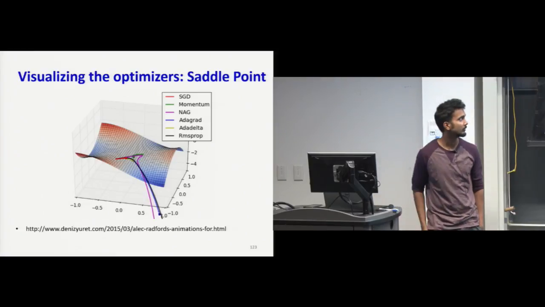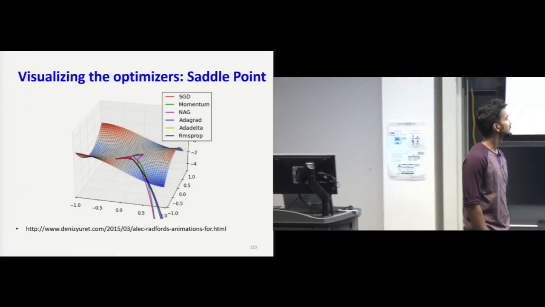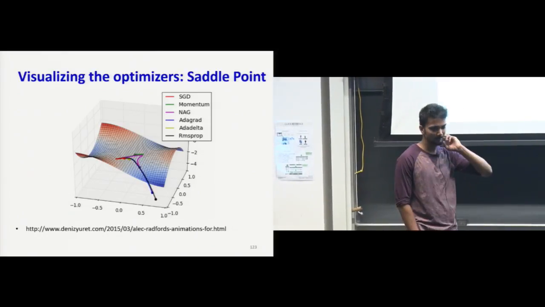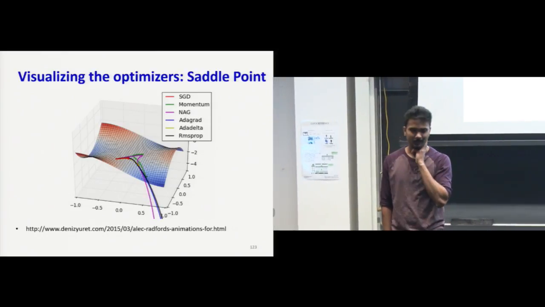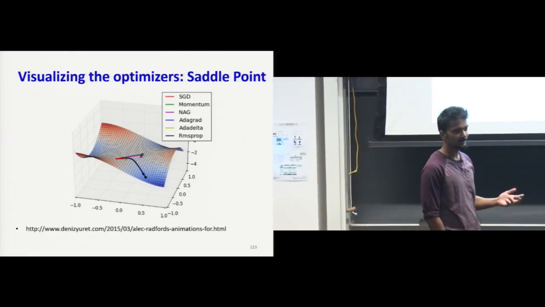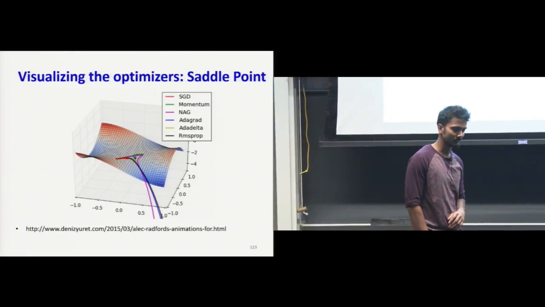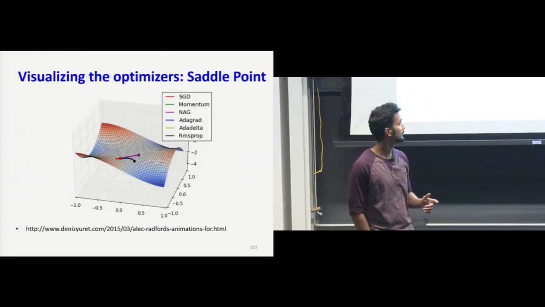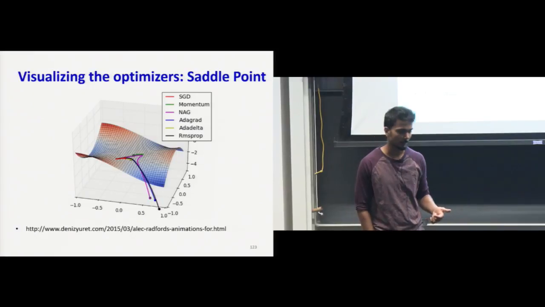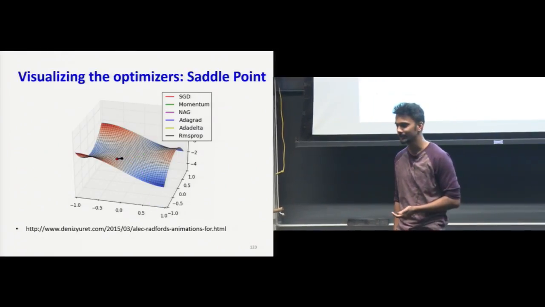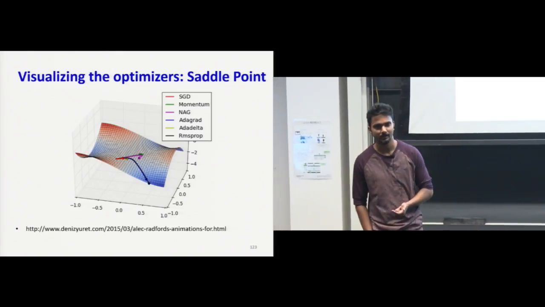This is how it works in a saddle point. You see, SGD takes forever to converge. So you can think about something here. SGD is slow, right? So it might not be correct to use SGD from the start. You can probably just use Adam in the beginning, and when your network stops converging, you can switch to an SGD with a very low learning rate and see if you can improve your results with it. Yeah.